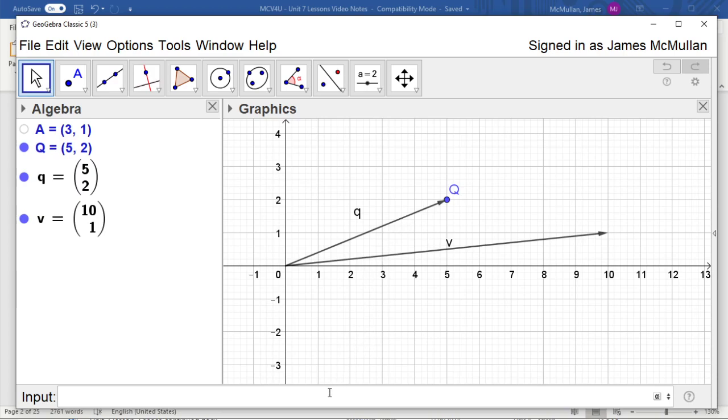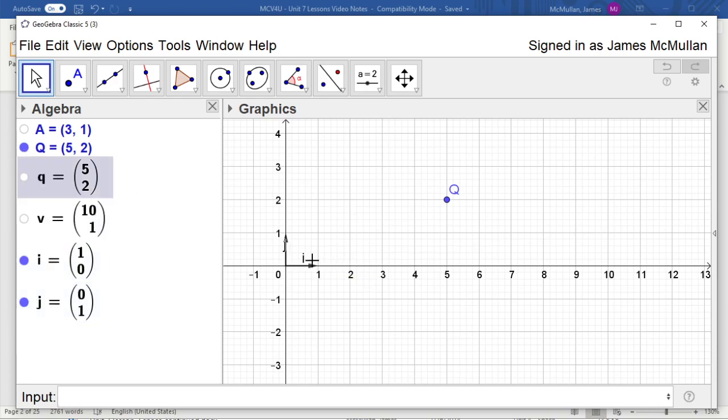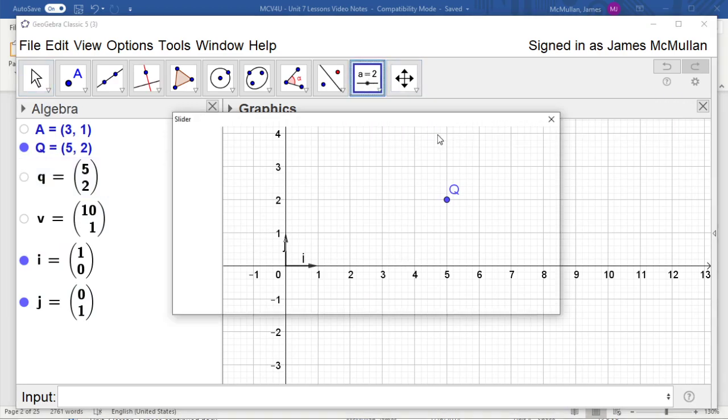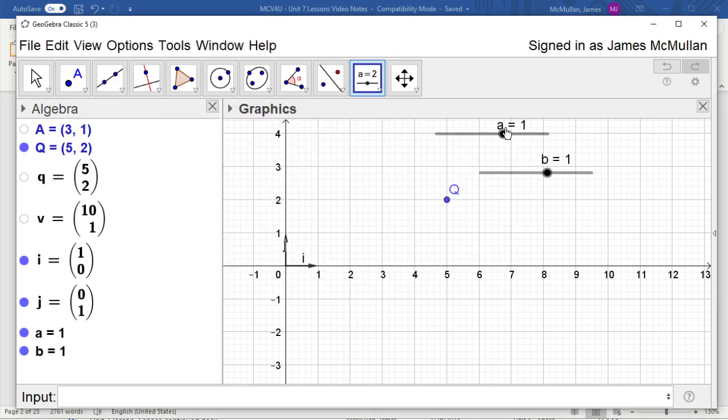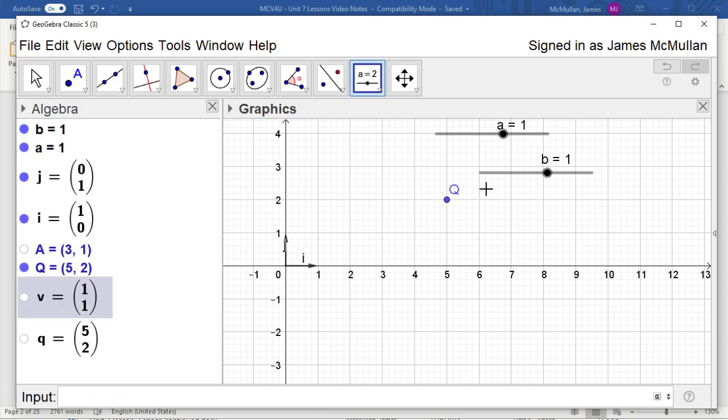Now, the other thing that's really helpful to understand is that any vector you want can be written in the following format. Vector i is equal to 1, 0. Vector j is equal to 0, 1. Some combination of i and j must be able to express any vector imaginable in 2 dimensions. Let me demonstrate this quickly. So here's a and b, and I'm going to draw a new vector v, which is a times j plus b times i. Whatever, it doesn't make a difference.